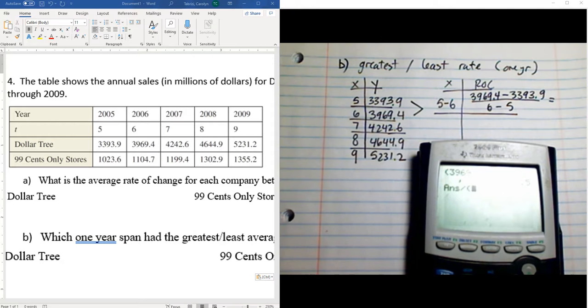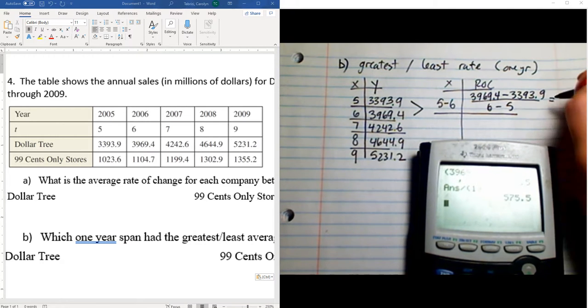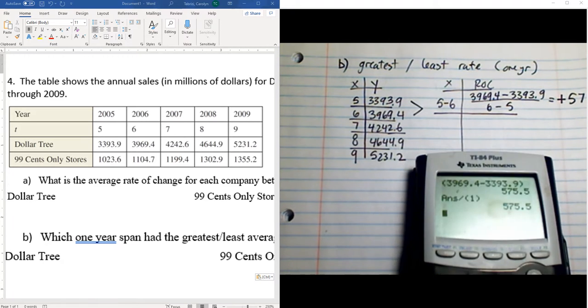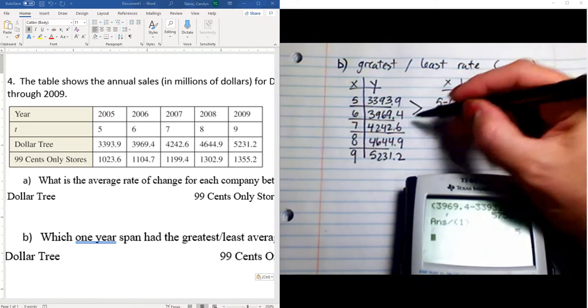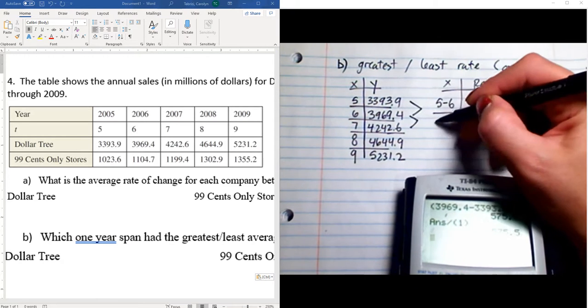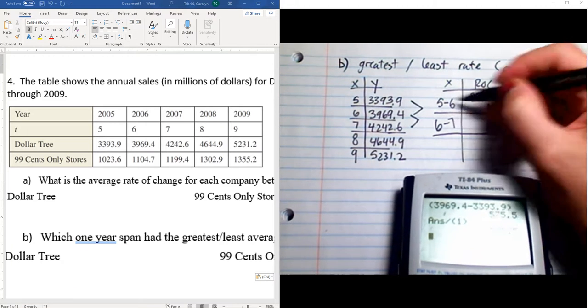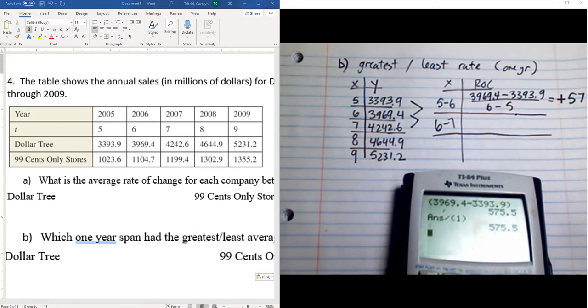Okay. Well, it ends up being divided by 1. So I'm just going to make a note that that's positive because it's increasing. And now I'm going to do the same thing for each of the next set of 2 years. So this one's going to be 6 to 7. Now notice that the endpoint 5, there's only 1 point with that.